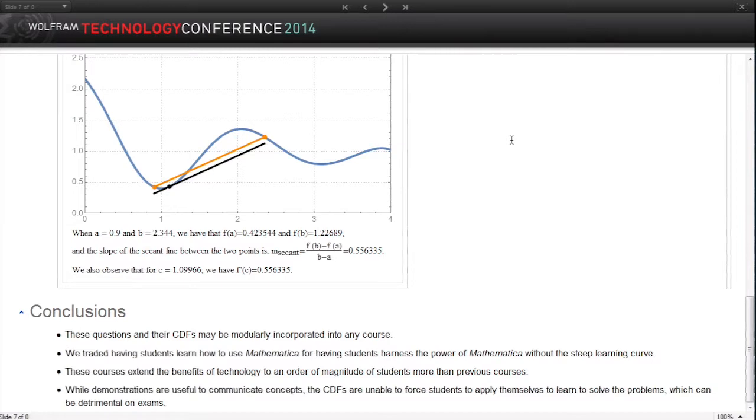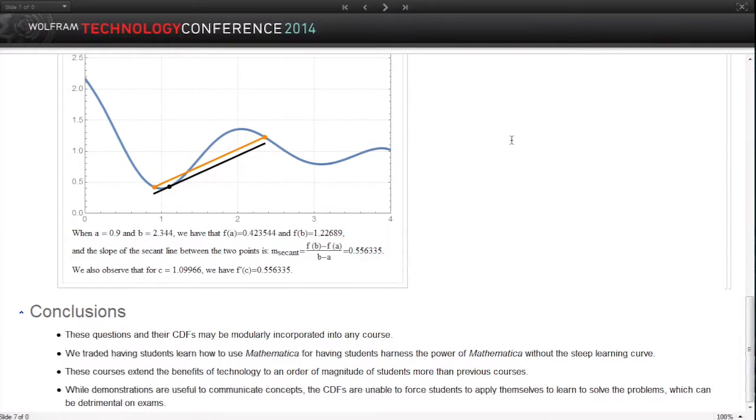We did have to trade students learning how to personally use Mathematica on this scale, but in exchange, we're still having students harness the power of Mathematica without that steep learning curve. We're still getting all the benefits. And in fact, we're extending the benefits to an order of magnitude more students than had previously been reached.